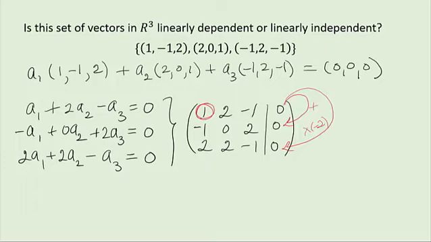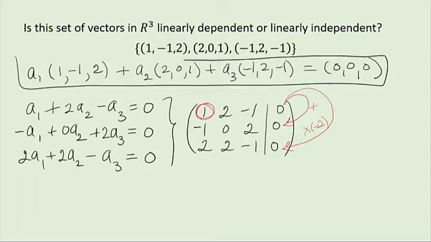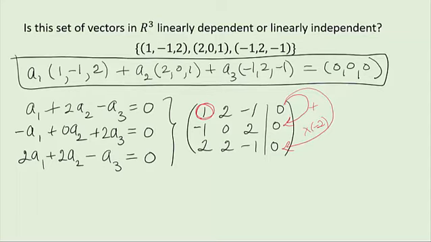Just read the question again. It says, is this set of vectors in R3 linearly dependent or linearly independent? And we set up this equation, and we found that A1 must be 0, A2 and A3 must be 0. So the answer is they are linearly independent.